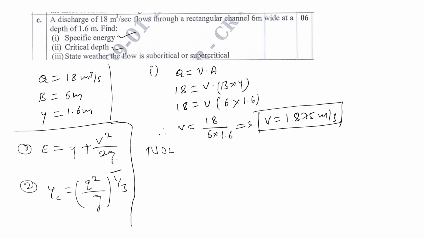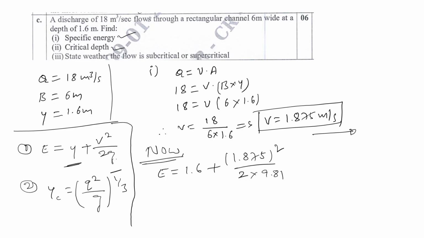Now, substitute this velocity in specific energy equation. E is equal to y, depth is 1.6 meter plus the velocity 1.875 square divided by 2 into g is 9.81, that is acceleration due to gravity. After solving this equation, we will get a specific energy E equals to 1.78 meter. This is the answer for specific energy.